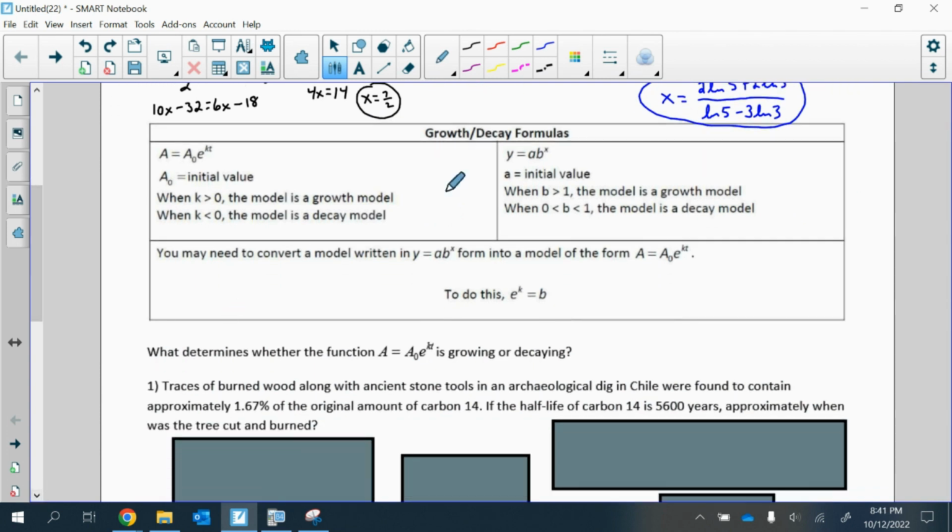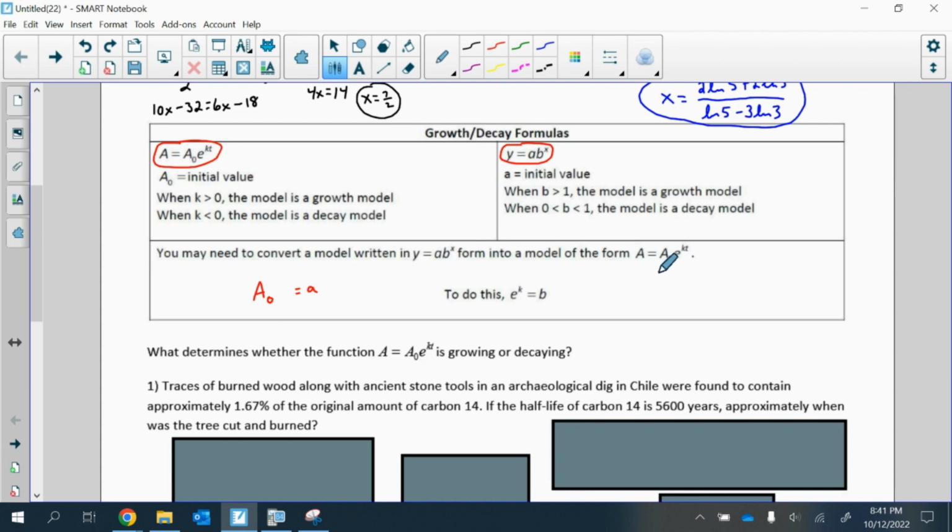So we have growth and decay formulas. We're pretty familiar with y equals a b to the x. A new one that we're going to talk about is y, or A, equals a sub 0, or a naught, that's the initial value, times e to the kt. And you can convert between these things because the initial value on the right side has to be equal to the initial value on the left side, because those two things are the same.